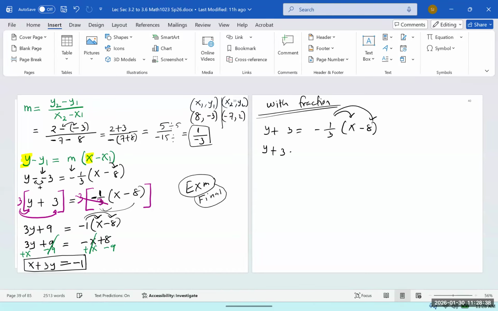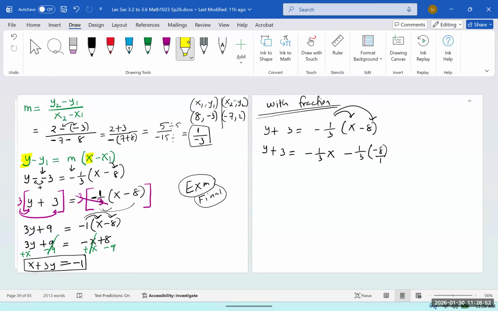So y plus 3 equals -1/3 x, and then -1/3 times -8. Below negative 8, we have an invisible 1. So when you multiply, you're going to multiply -1 times -8, and then 3 times 1. So y plus 3 equals -1/3 x, positive 8/3. And then you're going to add this 1/3 x.